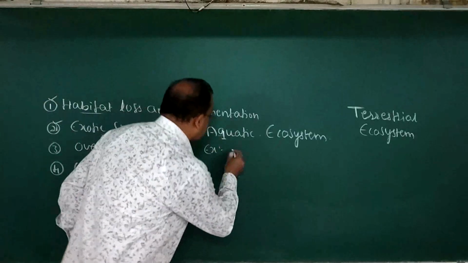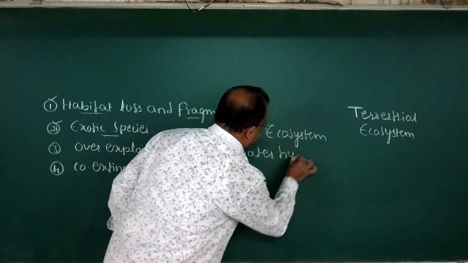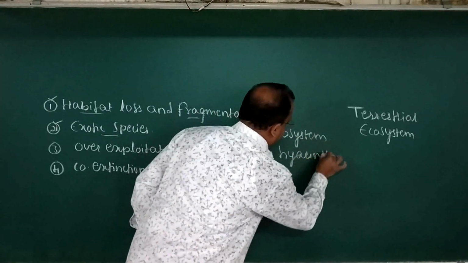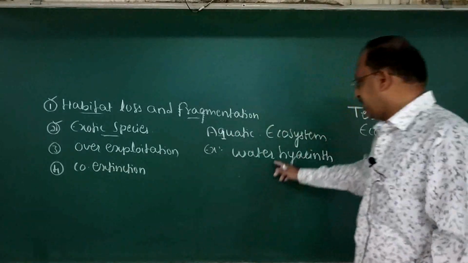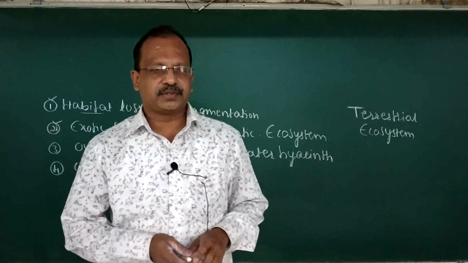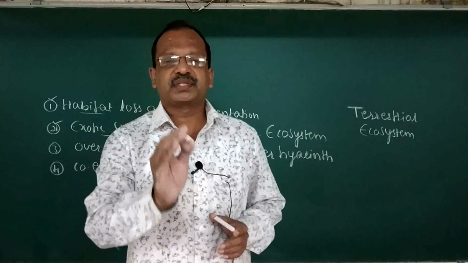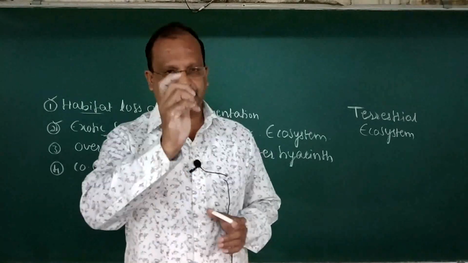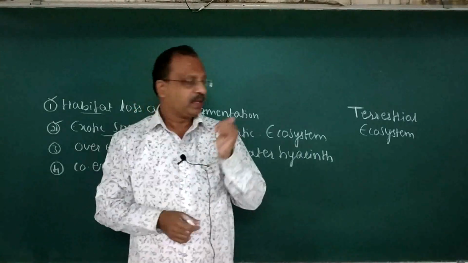Second, which we have come across is, back to first chapter, I come across this example, water hyacinth. Water hyacinth is also called terror of Bengal or scourge of water bodies. Back to first chapter, try to recollect the matter.